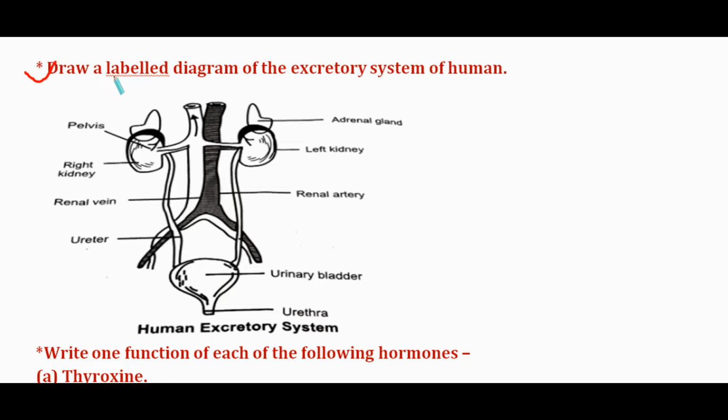Now next question: draw a labeled diagram of the excretory system of the human. This is the diagram and you have to draw it in your copy and practice it. It is pelvis, then it is right kidney, renal vein, ureter, urinary bladder, urethra, renal artery, left kidney, adrenal gland.